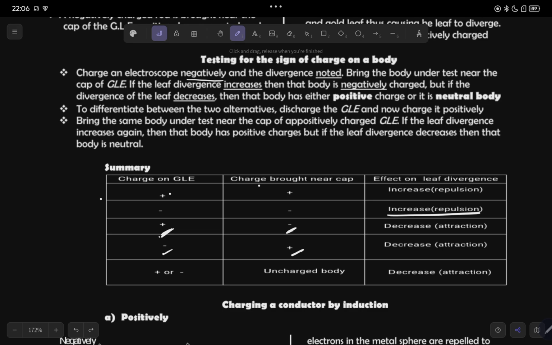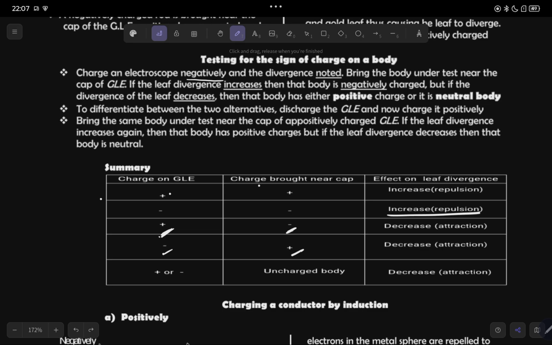If I bring a neutral body, remember the other time we said a neutral, uncharged body can also attract a charged one. So the neutral body brought near the cap of the gold leaf electroscope will also attract, and in net attraction the charges will also reduce and hence cause a decrease in divergence. So if you see a decrease in divergence, then you cannot decide. What you do is discharge the gold leaf electroscope, charge it differently, and test the body again.